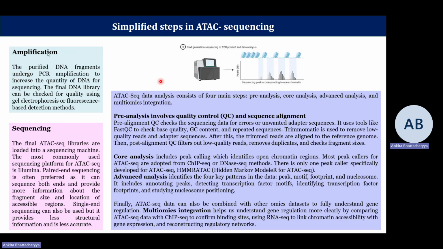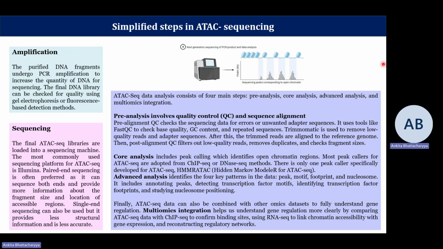What are the four main steps of data analysis? Pre-analysis, core analysis, advanced analysis, and multi-omics integration. Pre-analysis involves QC and sequence alignment. Again, this is pretty similar to the RNA-seq data analysis and the whole genome sequencing data analysis, like we've already discussed. You do an initial quality control to pre-analyze your data.